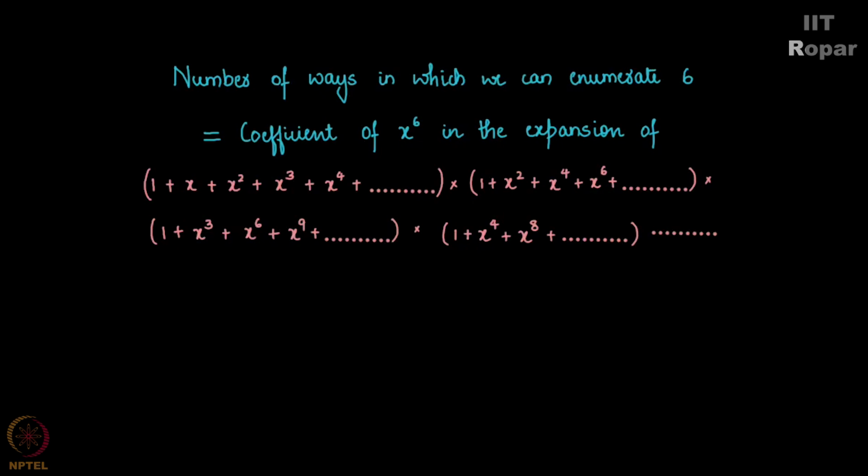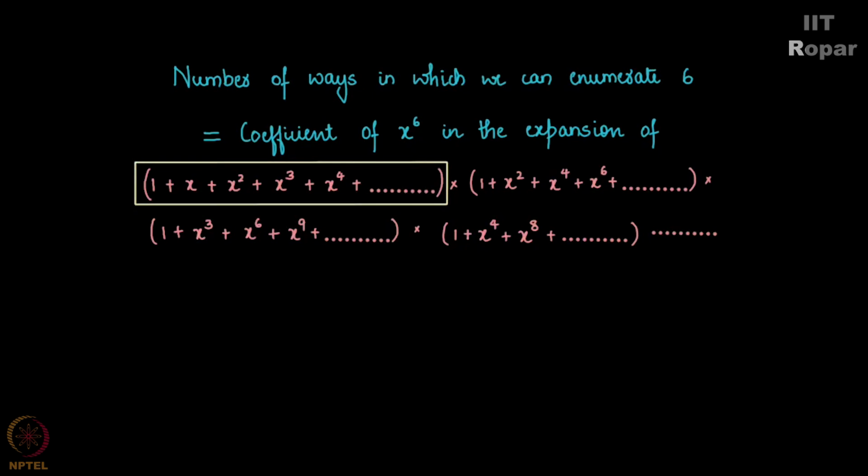Right? We had seen that there is a 1-1 correspondence between the number of ways, or the number of partitions of 6, and the number of ways in which we can get x to the 6. Right? There is a 1-1 correspondence between these two. Now, let me show you a nice observation here.